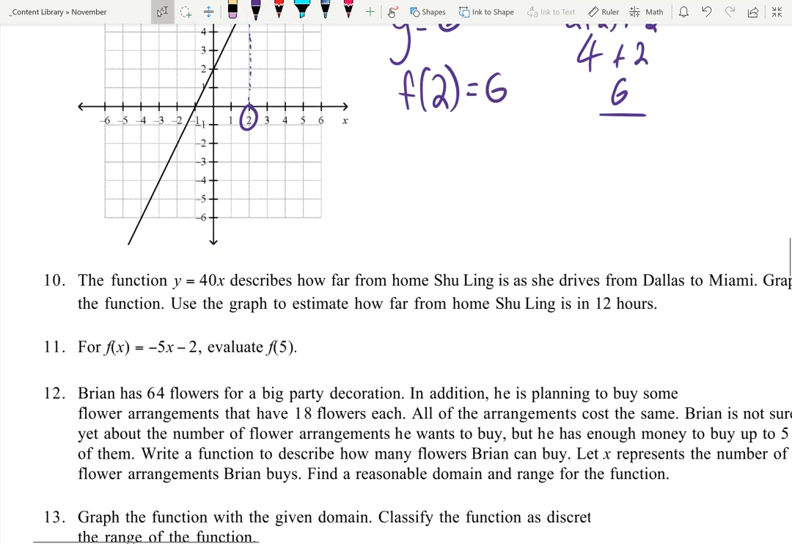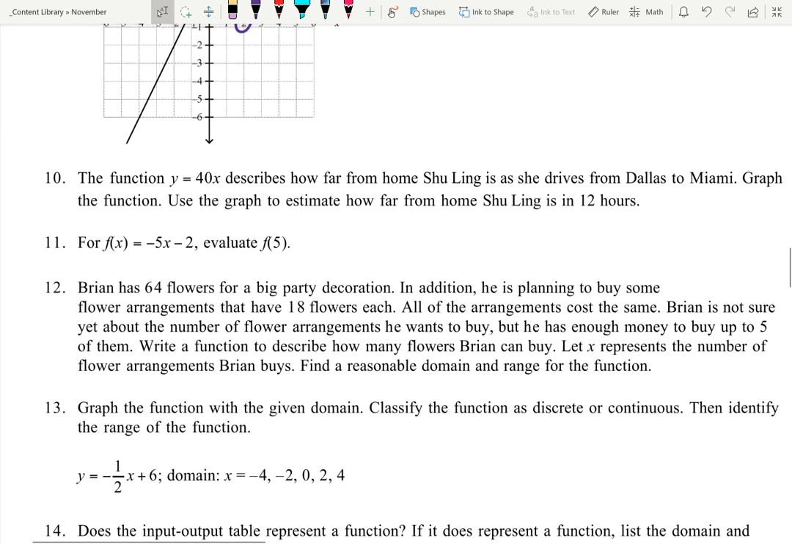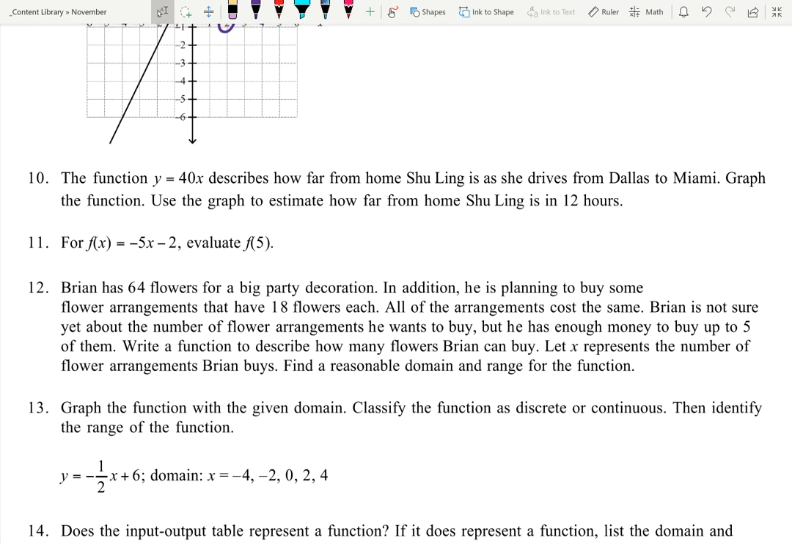I would just use the graph. I think it's easier. Okay. So the function y equals 40x describes how far from home Shuling is as she drives from Dallas to Miami. Graph the function, use the graph to estimate how far from home Shuling is in 12 hours.